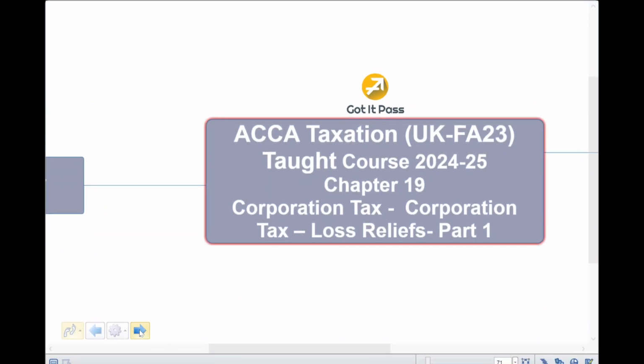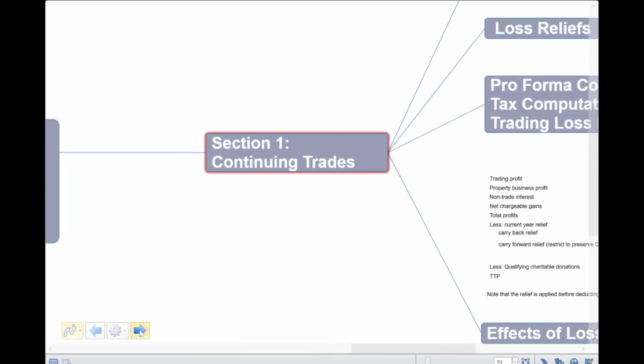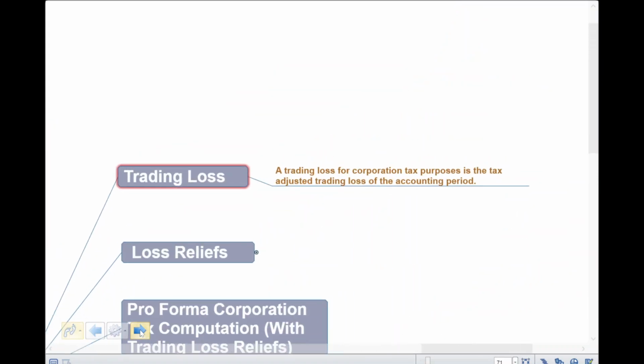Okay, welcome to the loss relief section of CT. Here in part one, we're going to deal with a sort of an introduction, a broad overview, and give you a feel for the computation. Note that in part two, we'll deal with other losses outside of the trading area. So let's take a look at this first branch. Now, note in this section one, we're talking about continuing trades, businesses that are ongoing.